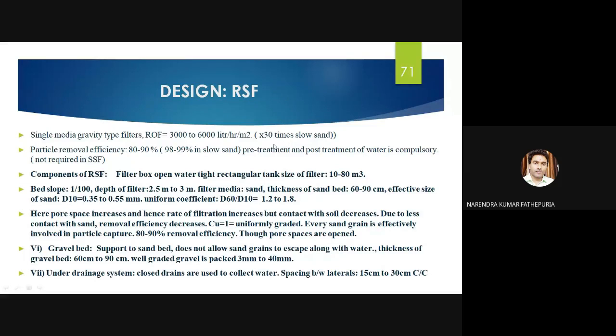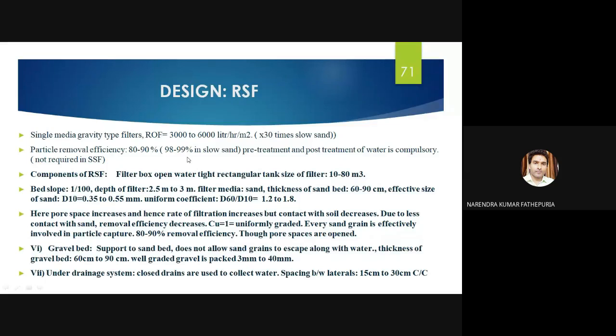These are the standard parameters that you have to take while you are going to design it. The rate of filtration, you have to take 3000 to 6000 for the single media gravity filter. If I'm going for rapid sand filtration, you have to take 30 times more than this, because the efficiency will increase here. So particle removal efficiency will be 80 to 90% in a rapid sand filtration.